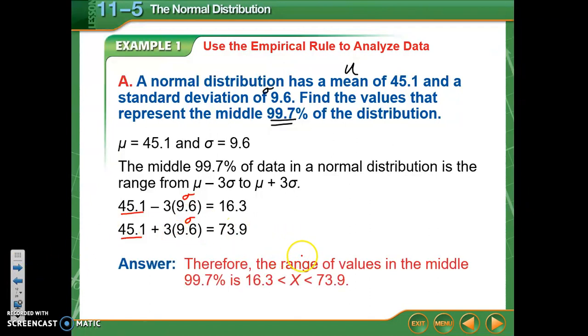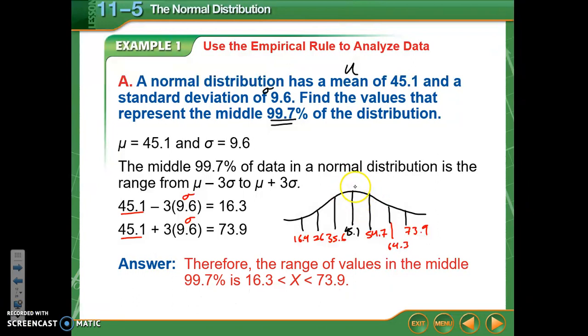So that means that 99.7% of the data is between 16.3 and 73.9 in my normal distribution. Another way to do this would be to make a graph or a picture. So my mean is here in the middle, 45.1. Then to get from my mean to my next value, I add 1 standard deviation of 9.6.